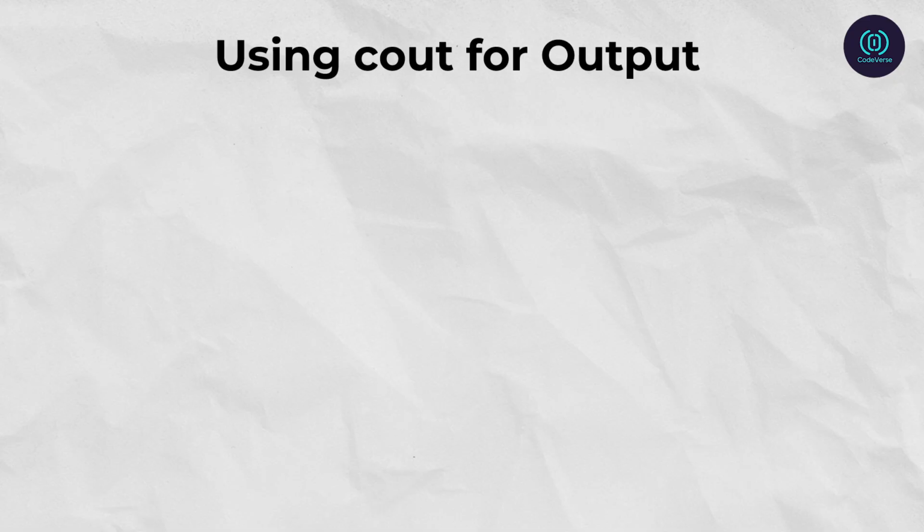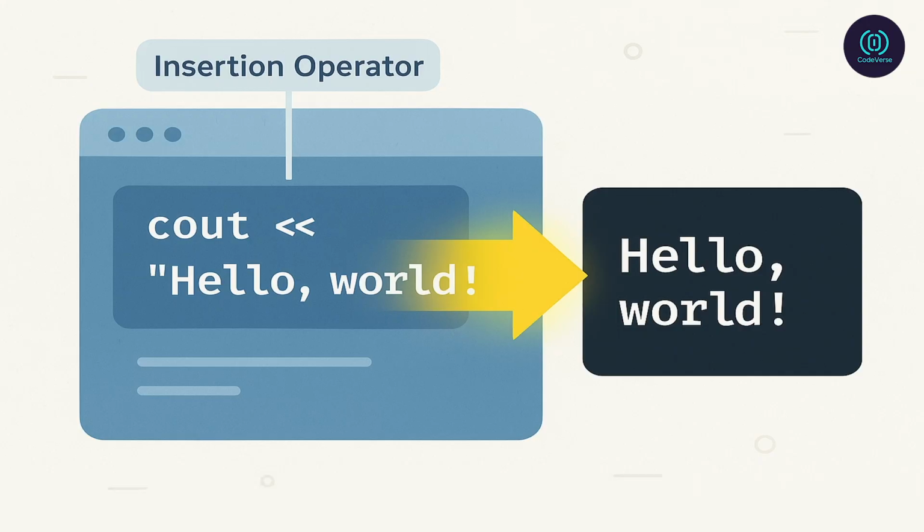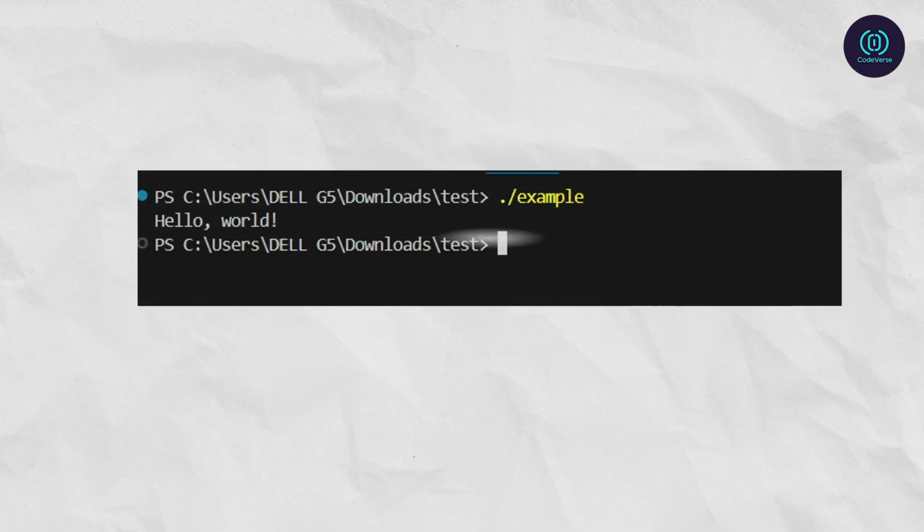In C++, output is how your program communicates with the user. The most common way to display information is with cout. Cout stands for character output, and it's part of the iostream library. You simply use it like this: cout << "Hello world". The << operator is called the insertion operator. It inserts the value into the output stream, in this case, the console.